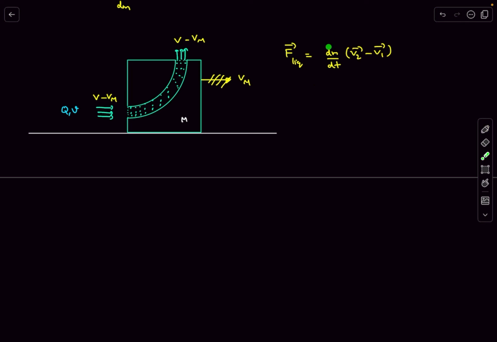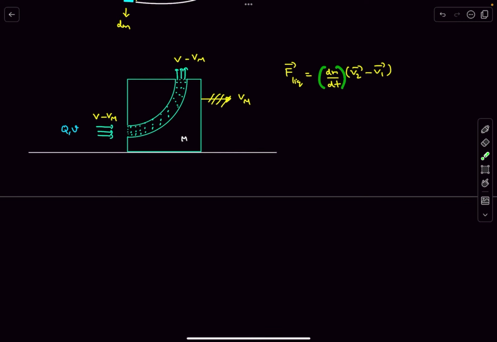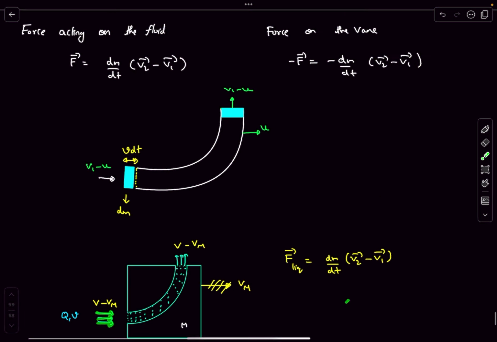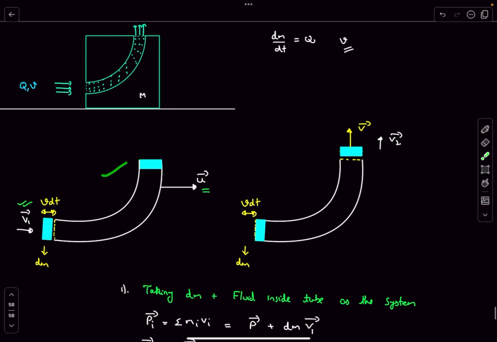This is also a very important point here, guys. dm by dt is not the volume flow rate of the fluid with respect to ground. Okay, it is in fact the mass flow rate with respect to the frame of the container. And this again goes back to our derivation that we did over here.